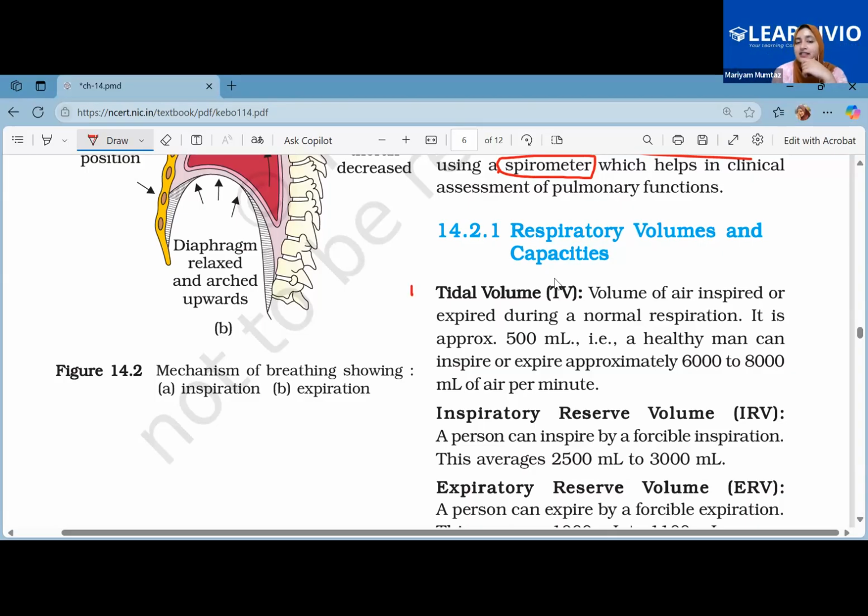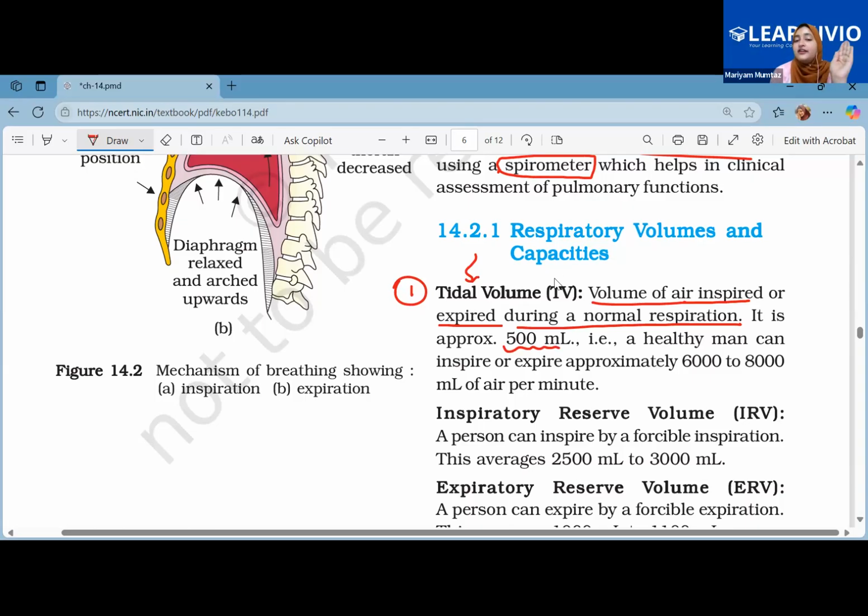So the first one is tidal volume. Tidal volume is the volume of air that you inspire or expire during a normal respiration. Meaning you're not tense, you're not breathing heavily, you're not worried. In that case, when you're breathing normally, the amount of air that you take in and the amount of air that you give out is the tidal volume. And how much is it? 500 milliliters in a healthy human.